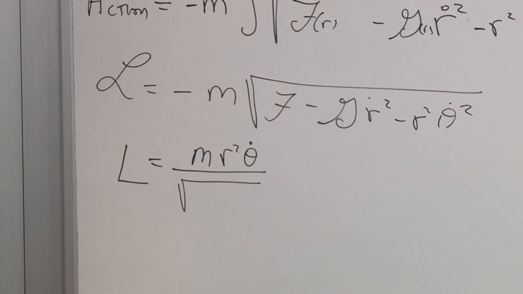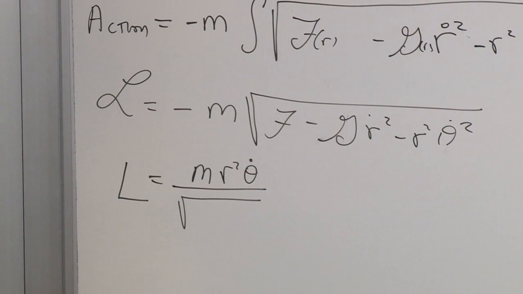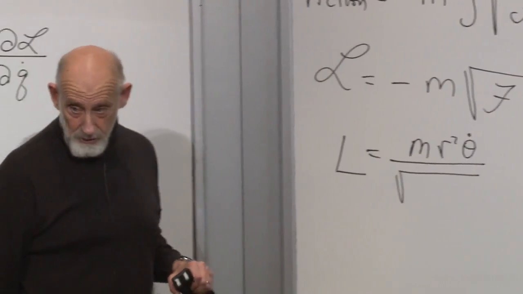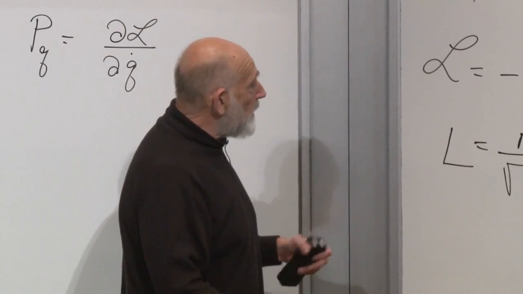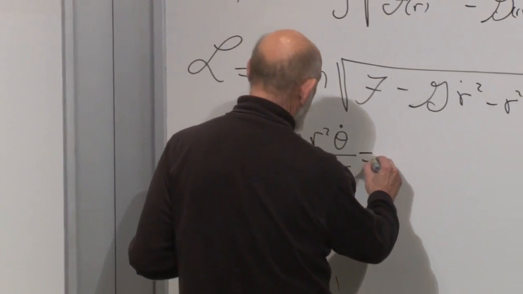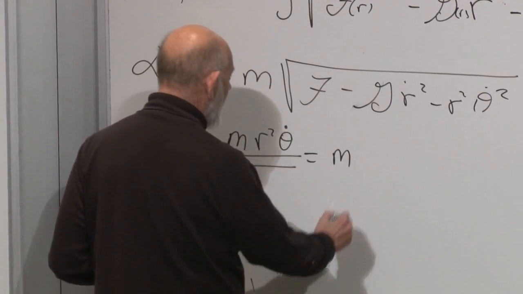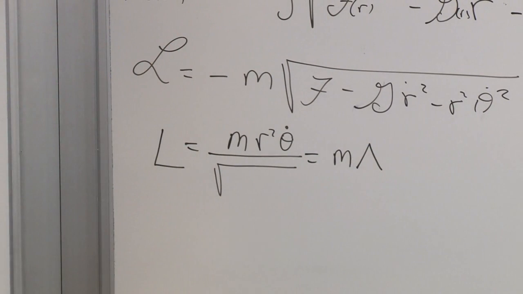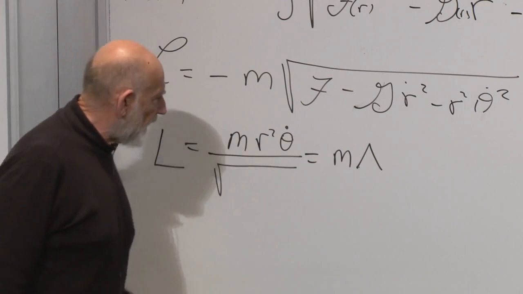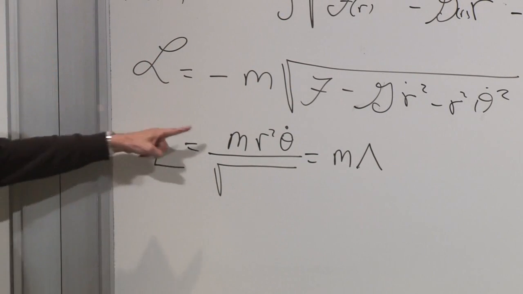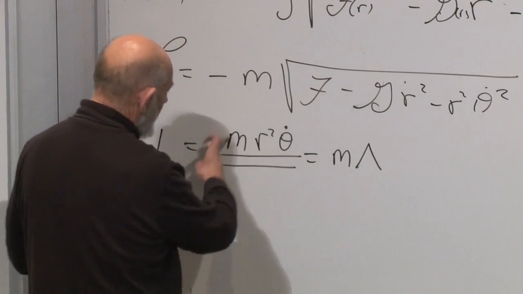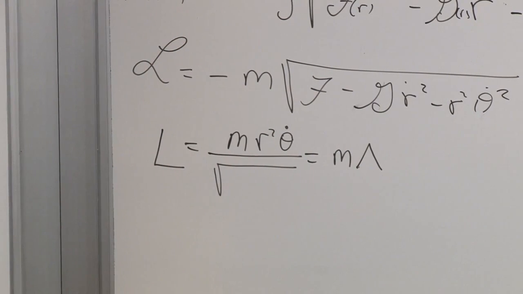That's the angular momentum, and the importance of the angular momentum is that it's constant. It's also proportional to the mass. I'm going to write it as the mass times something I'll call Greek L, or lambda. I'm going to factor out the mass, and what's left over I will just call lambda. What is lambda? Lambda is everything in here with the exception of the mass.